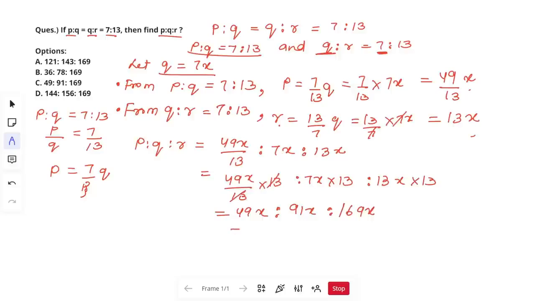Okay, removing x from everywhere, we will get the final ratio as 49 is to 91 is to 169, which is going to be our option number C. That is why the correct answer for this question is option number C. Hope you have understood it.